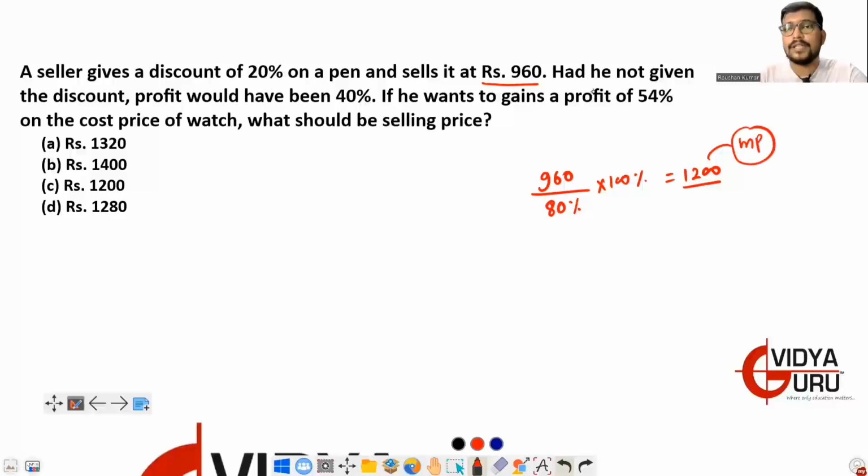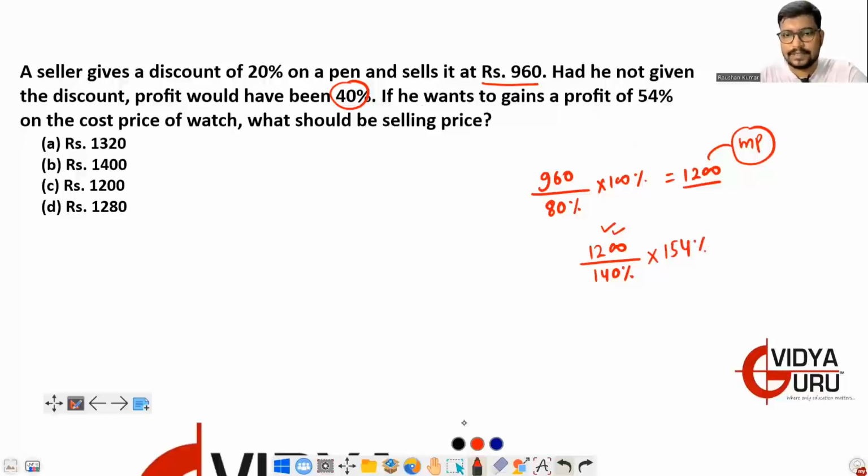Got it now? So now question is saying, had he not given the discount, profit would have been 40%. So now if he sells this part as 1200, this 1200 should be the value of 140%, because the data is given and there is no link between CP and SP here. That's why we should use the value. We should use the 960 part. So we can say 1200 should be the value of 140%, right? Got my point. If he wants to gain a profit on the cost price of 54%, so we need the value of 154% now.